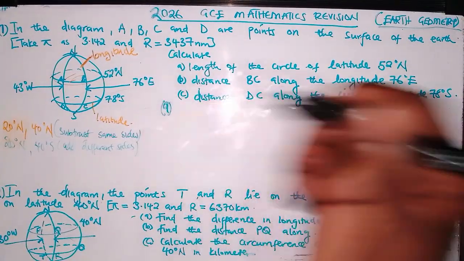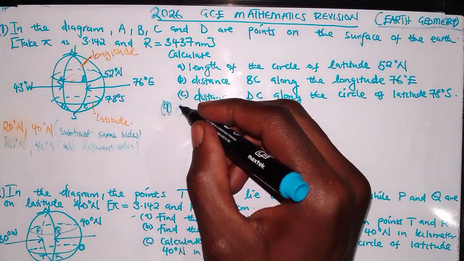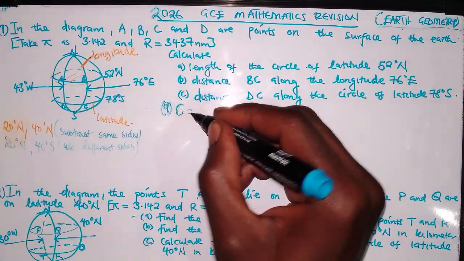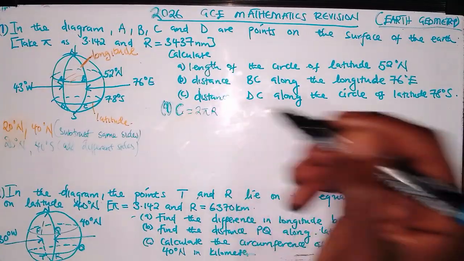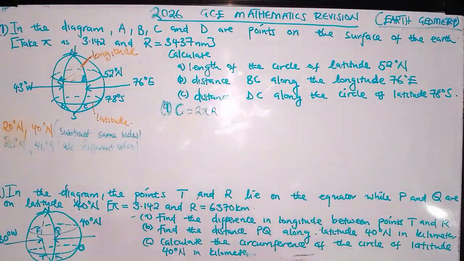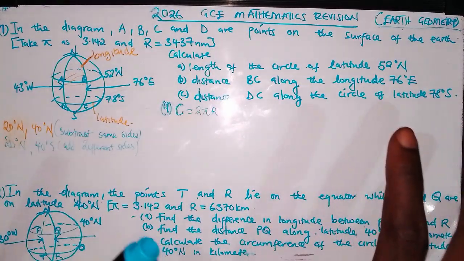So we are going to say A. So what is the formula? It says the circumference of a circle is equal to 2 pi r. So this is our formula for the circumference of a circle.